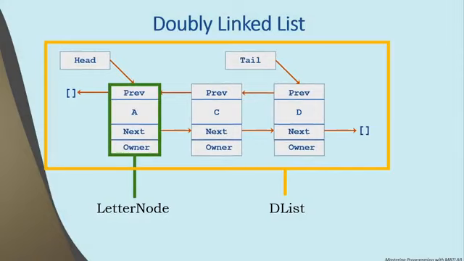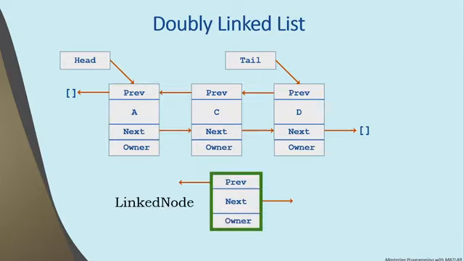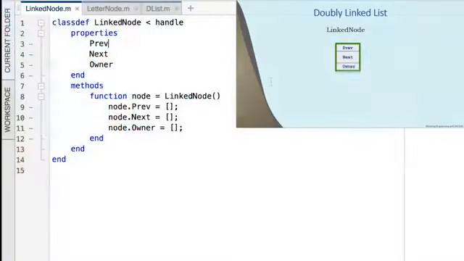But before we create either of those classes, we're going to create a superclass called LinkedNode. As you can see, it's a handle class, and it has three properties: prev, next, and owner. The first two have obvious uses. They provide access to the previous node in the list and the next node in the list. But what about this owner property here? Well, it's going to provide access to the linked list that contains the node.